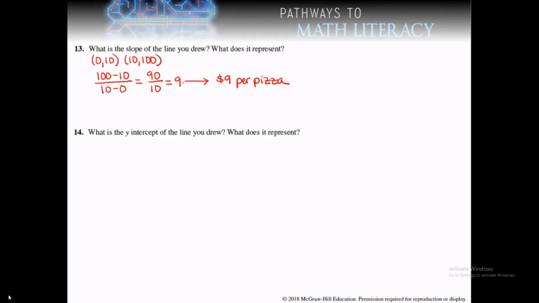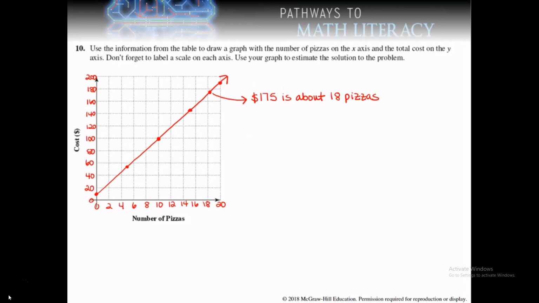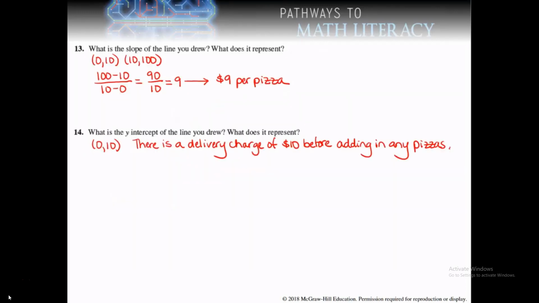And then in 14, what's the y-intercept? Well, that's (0, 10) because of that delivery charge. And that may feel weird because it seems like no pizzas are costing you money, but you have to think about if you called and you'd already committed to the delivery and you just hadn't given them your order for the pizzas yet, then they could already have rung in the $10 delivery charge.